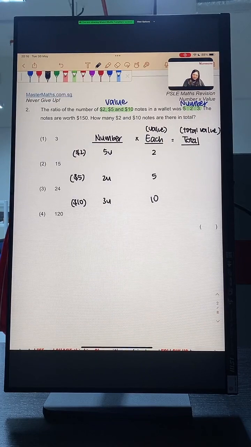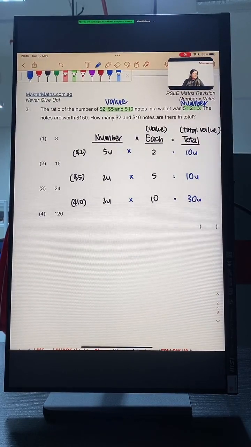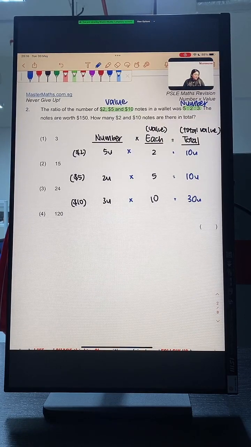Now what we want to do is to go on to our concept of number times value. So we multiply to give us the total value. 5 units times 2 is 10 units. 2 units times 5, also 10 units. 3 units times 10 gives us 30 units. So far, can we understand this? Hello everybody, I see so many hi coach today. If you have no questions at this point, shall we move on?